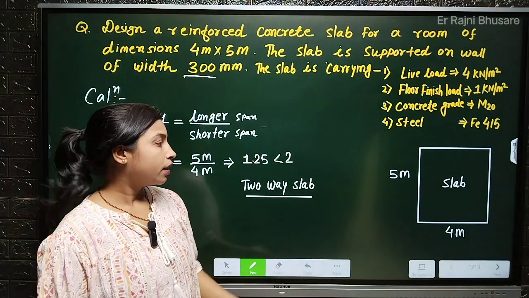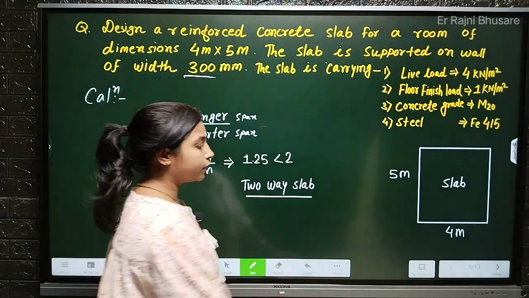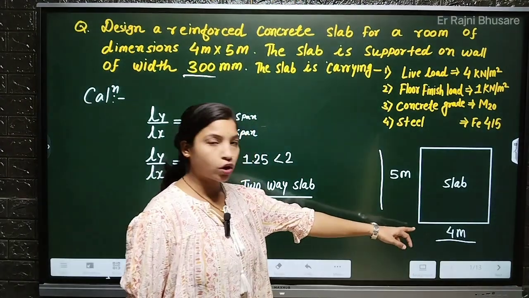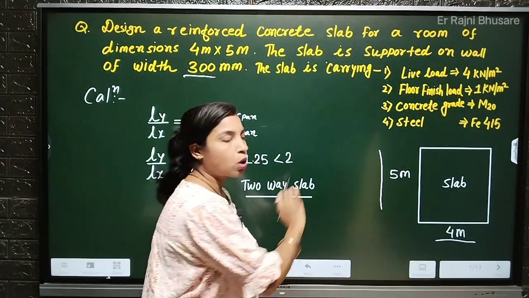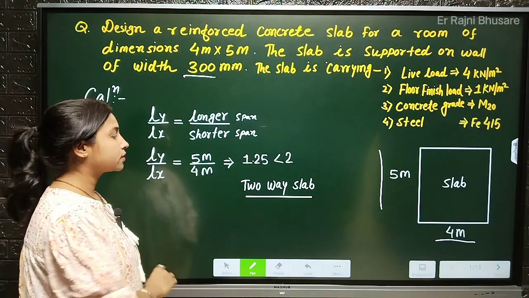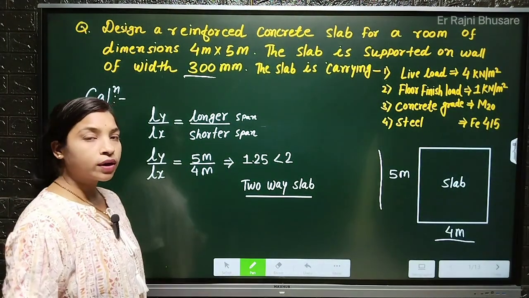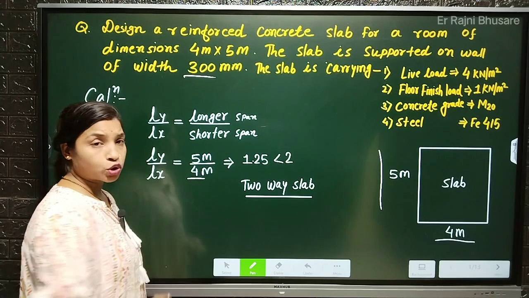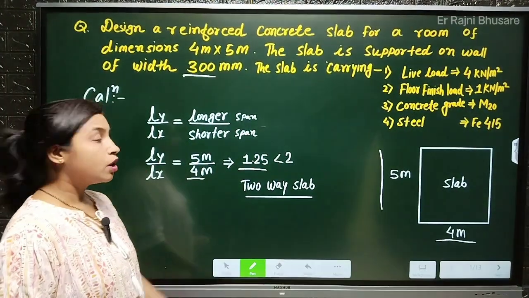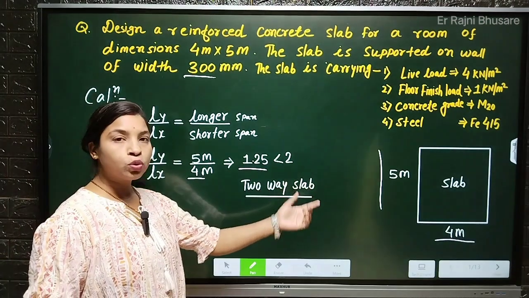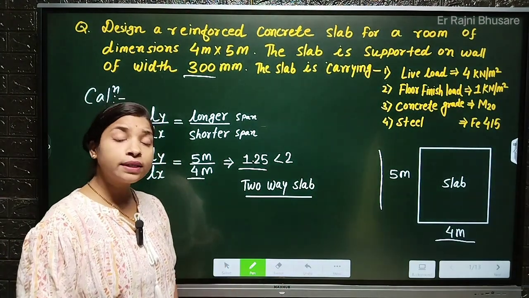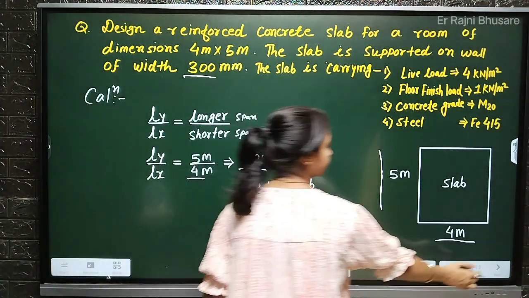Now draw the diagram of the slab. Its width is 4 meter and length is 5 meter, where 4 meter is our shorter span and 5 meter is our longer span. To determine the ratio Ly upon Lx, 5 meter is our longer span and 4 meter is our shorter span. Calculating, the value is 1.25. So 1.25 is less than 2, so we can say that this is a two-way slab. Is that clear?